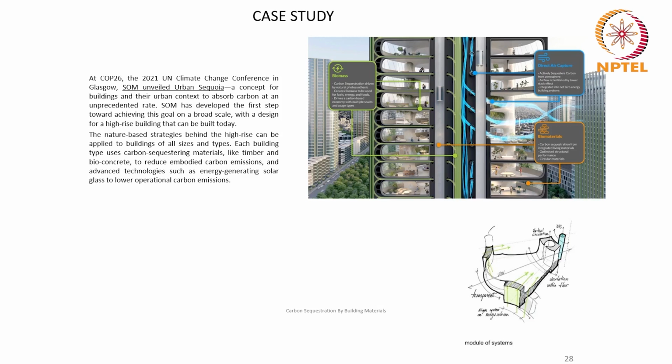So SOM, Skidmore, Owings and Merrill had developed the first step towards achieving this goal on a broad scale with a design for a high-rise building that can be built today. The nature-based strategies behind the high-rise can be applied to buildings of all sizes and types. Each building type uses carbon sequestering materials like timber and bioconcrete to reduce embodied carbon emissions, and advanced technologies such as energy generating solar glass to lower operational carbon emissions.